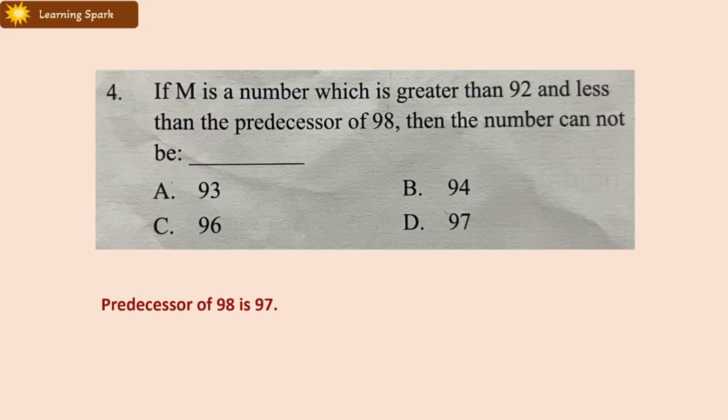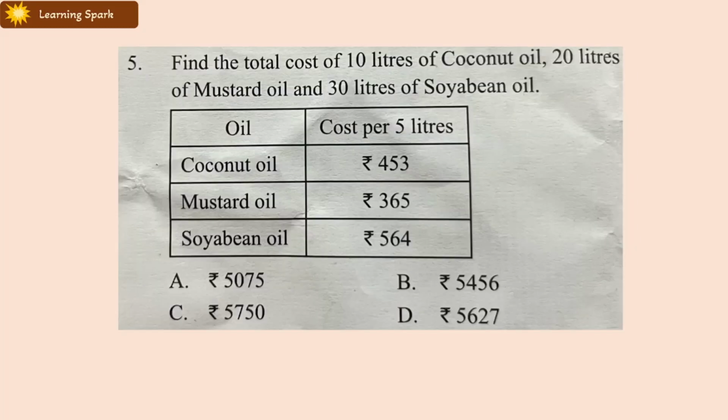Here you can see that all the options are more than 92 and less than 97, except for this one. This is 97 itself, right? This is not less than 97. So that's why this is the right answer. The number cannot be 97. Question number 5 is on your screen now.